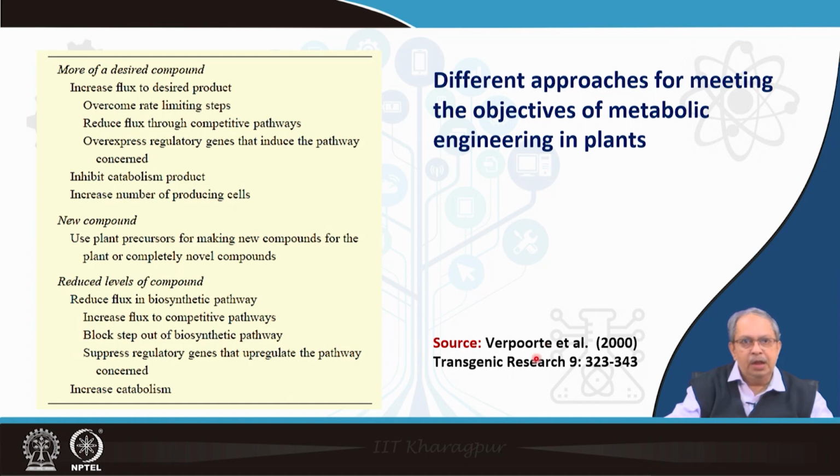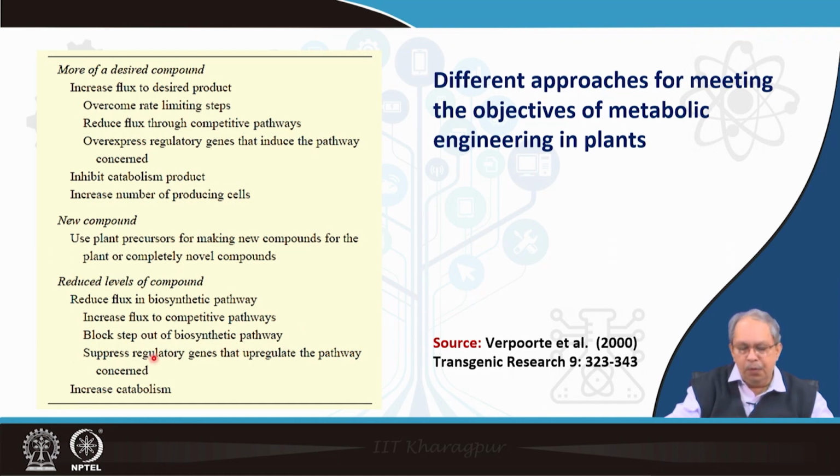The third one is basically to reduce the level of compounds. You can reduce the flux in a biosynthetic pathway, and how can you do that? You can block the particular metabolic steps by antisense suppression or even RNA interference based approaches. The other way is to increase the flux of the competitive pathways. When you increase the flux of the competitive pathways, the product which you do not want to produce in higher amount will get suppressed, because the competitive pathway will take care of that and produce other products.